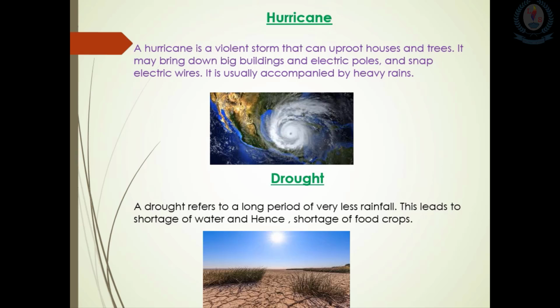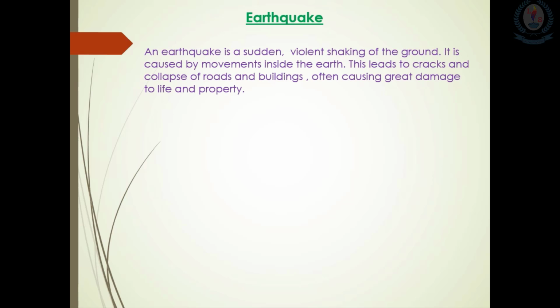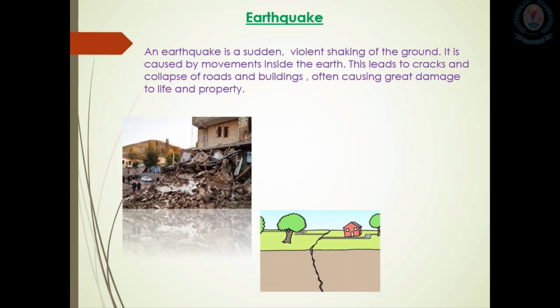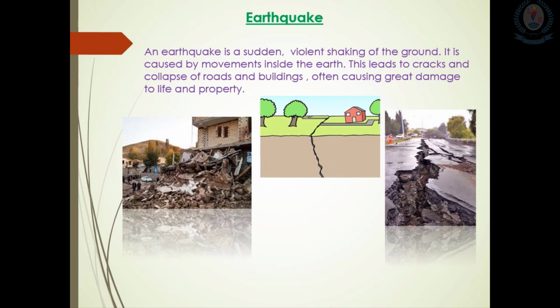Children, the next natural calamity is earthquake. An earthquake is a sudden, violent shaking of the ground. It is caused by movements inside the earth. This leads to cracks and collapse of roads and buildings, often causing great damage to life and property. Now tell me children, what is an earthquake? Yes, an earthquake is a sudden, violent shaking of the ground. Now you can see some pictures of earthquakes here.